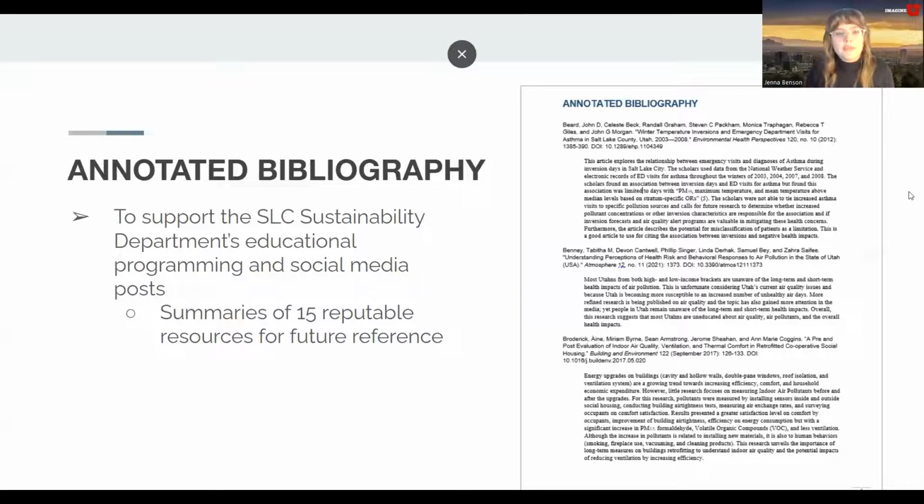Yeah, so working with the city, we created 3 main deliverables. When we talked to them, they needed to have access to reputable resources that they could use to create educational programming and informational materials to help educate residents about indoor air quality. So to do that, we provided an annotated bibliography with summaries of 15 reputable resources that they can use as a reference to create any of these materials.